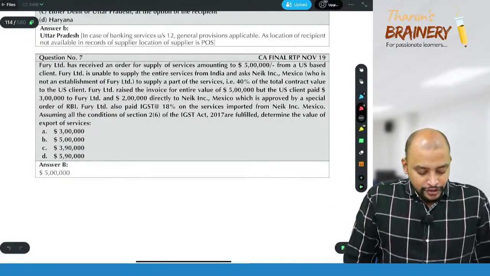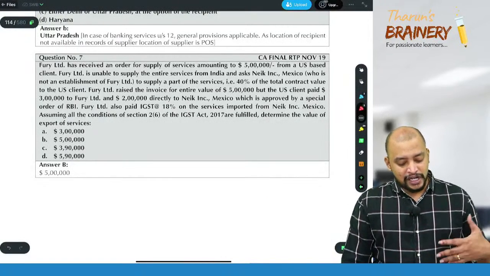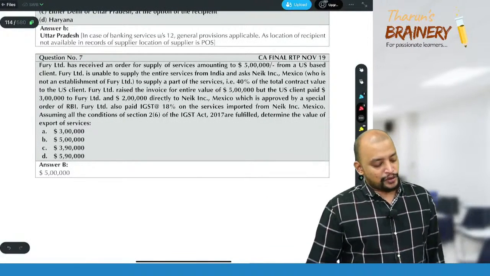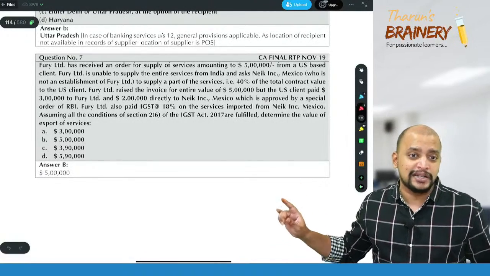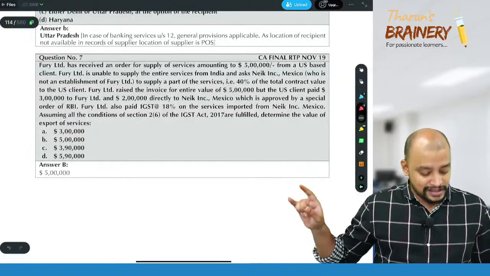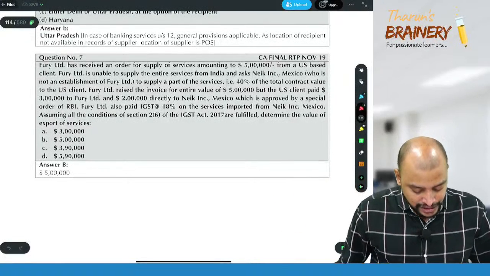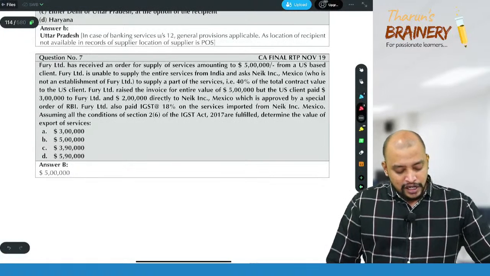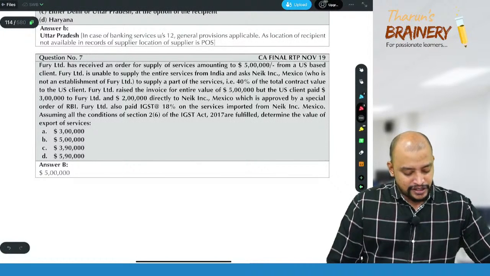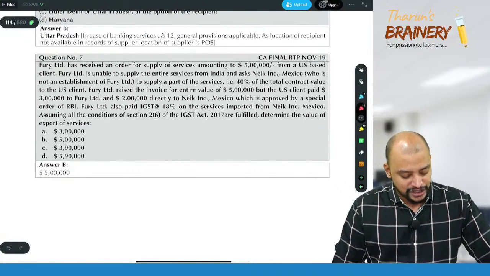So, now Fury Limited raised an invoice for the entire value of $5 lakh, but the US client paid only $3 lakh to Fury Limited. Why? Because they will be paying the remaining 2 lakhs to that outsourced person, that is NIC Incorporation, Mexico, which is approved by a special order of RBI. Fury Limited also paid IGST at 18% on the service imported from NIC Incorporation, Mexico.